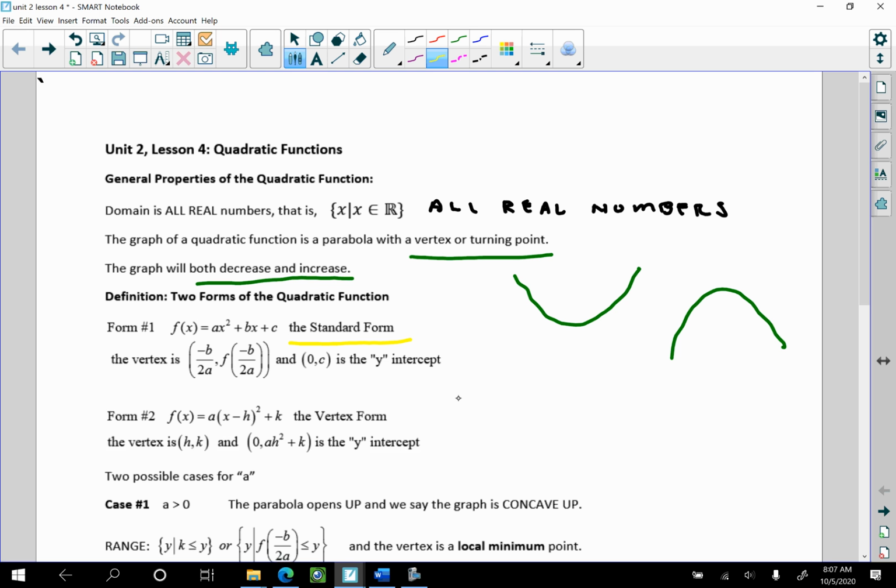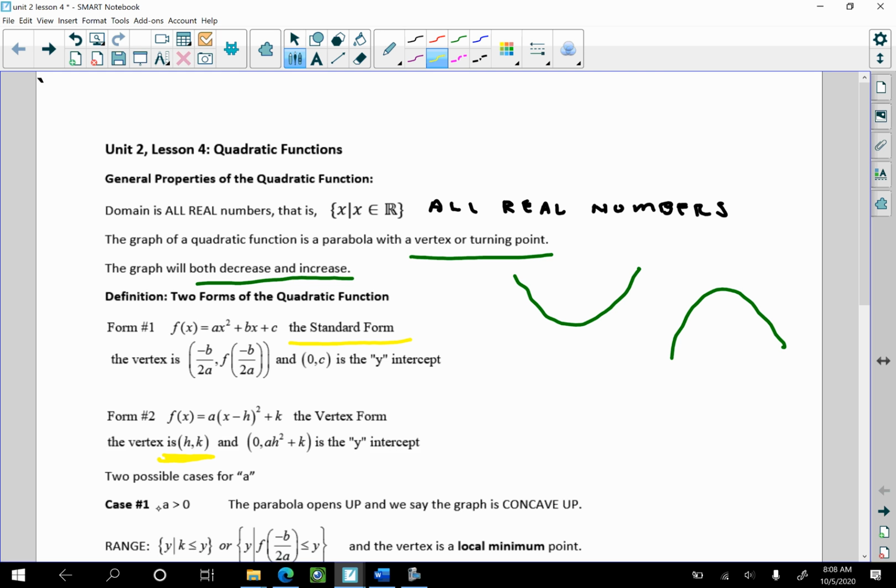The second form of the quadratic function is what we call the vertex form. f of x is equal to a times the quantity x minus h squared plus k. This is the vertex form. The vertex is actually this point (h, k). And this is going to be pretty handy if we have it in vertex form, because it makes graphing the quadratic really straightforward.